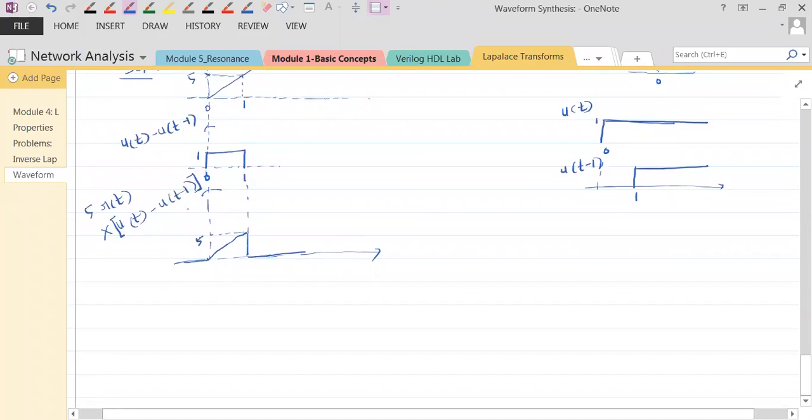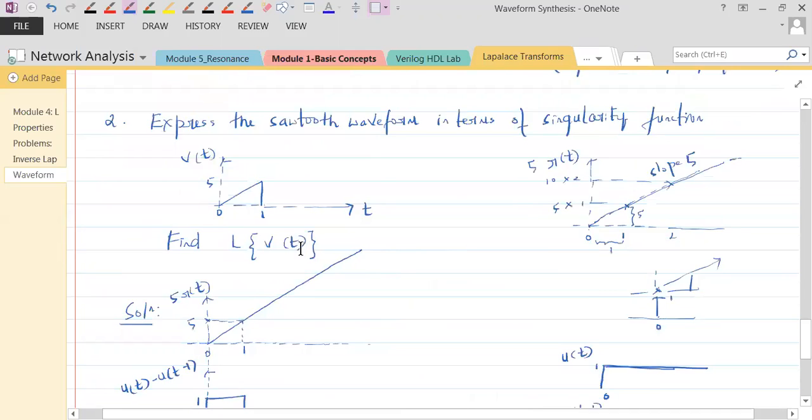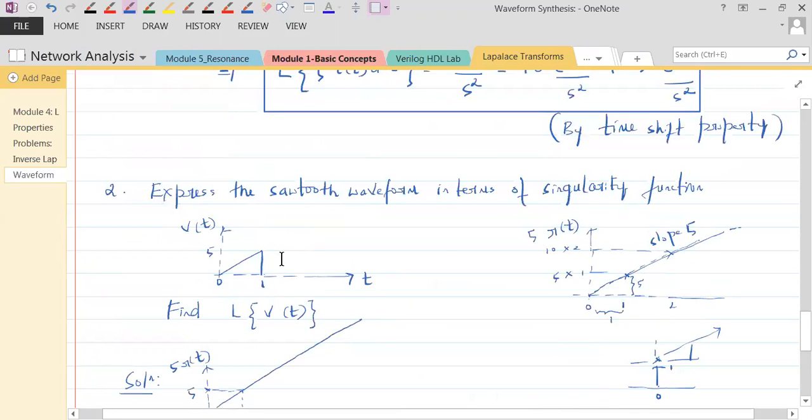Therefore, we can have our V of t equal to 5 times r of t into the rectangular pulse u of t minus u of t minus 1. So this is the mathematical expression for the sawtooth waveform that is given in the problem. Is this understood, everybody?